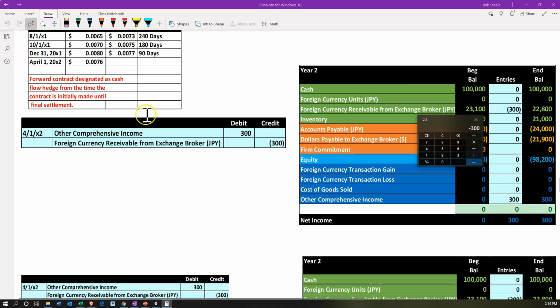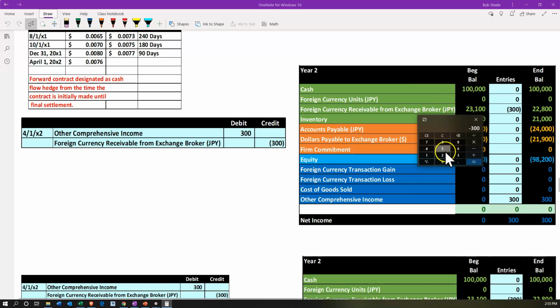Why does it result in a loss? Well, because last time 1 yen was worth $0.0077, and now 1 yen's worth $0.0076. The yen now is weaker because it's worth less dollars, and we're talking about a receivable which we're going to get paid in yen, which is now weaker, so that means we're going to have a loss.